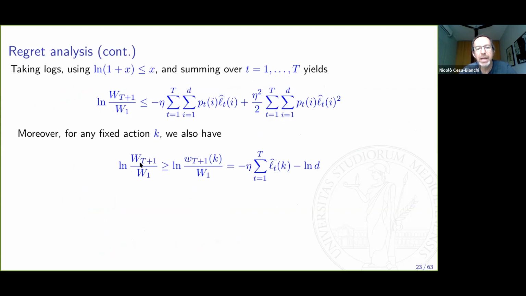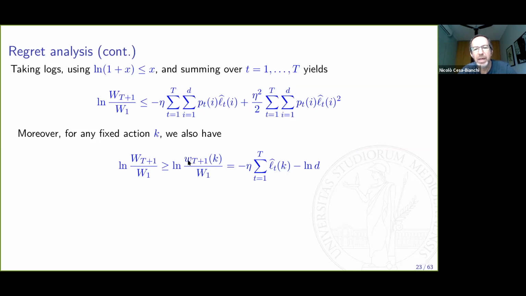So what is now the last total weight? Well, we know that this is the last, so this is the sum of the final weights of all the actions. So we can just pick one of them, say some fixed action, which will be the best action for that sequence of losses. So we call K the best action for the actual sequence of losses up to time t.